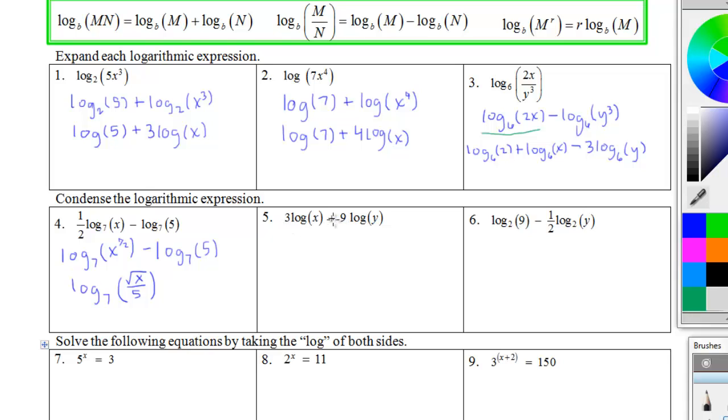So this one, similar skills, so you might want to pause the video and see if you can figure this out on your own, and then start it again to check. So first thing, I'm going to bring the coefficient up as an exponent.